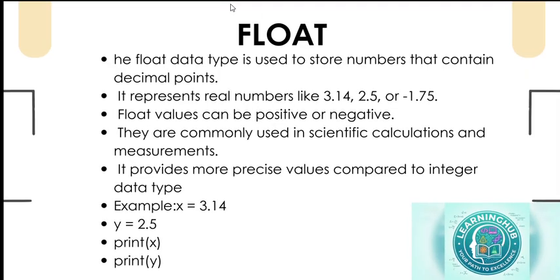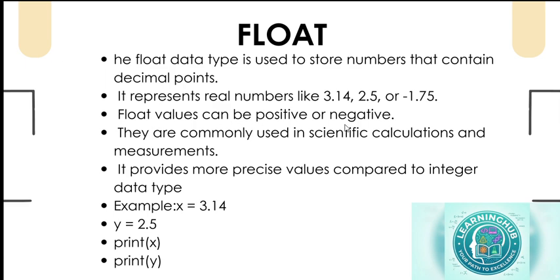Float is our next data type that we will discuss. The float data type is used to store numbers that contain a decimal point. It represents numbers like 3.14, 2.5 and minus 1.7. In our previous slide we discussed what integers are. In integers we include 175 but not 1.75. This is the great difference between integer and float data types. Integers are simply values like 314, not 2.25, not 2.5.